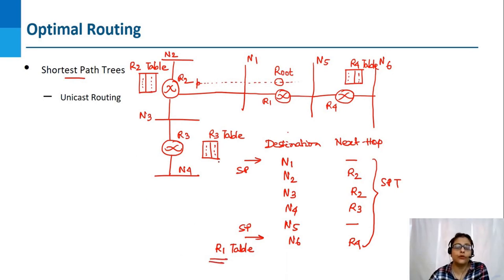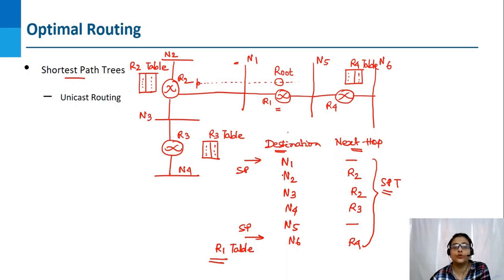So this router R1 will create a shortest path tree of itself. In order to do that, we have the destination field and the next hop field. Each row will be a shortest path, and the entire table will be a shortest path tree. So we can see here, if from this router we want to go to the network N1, it is a direct connection, so there is no next hop.